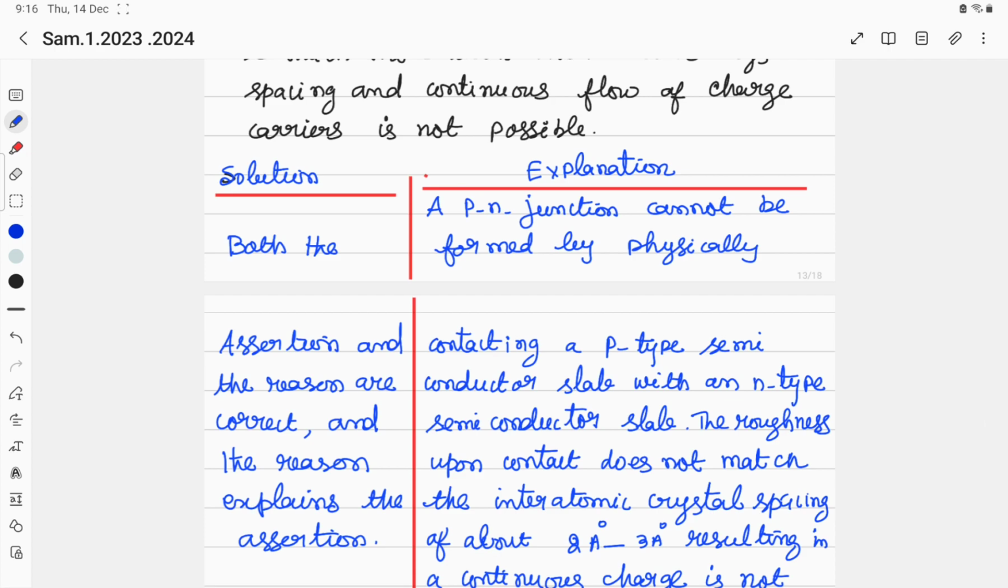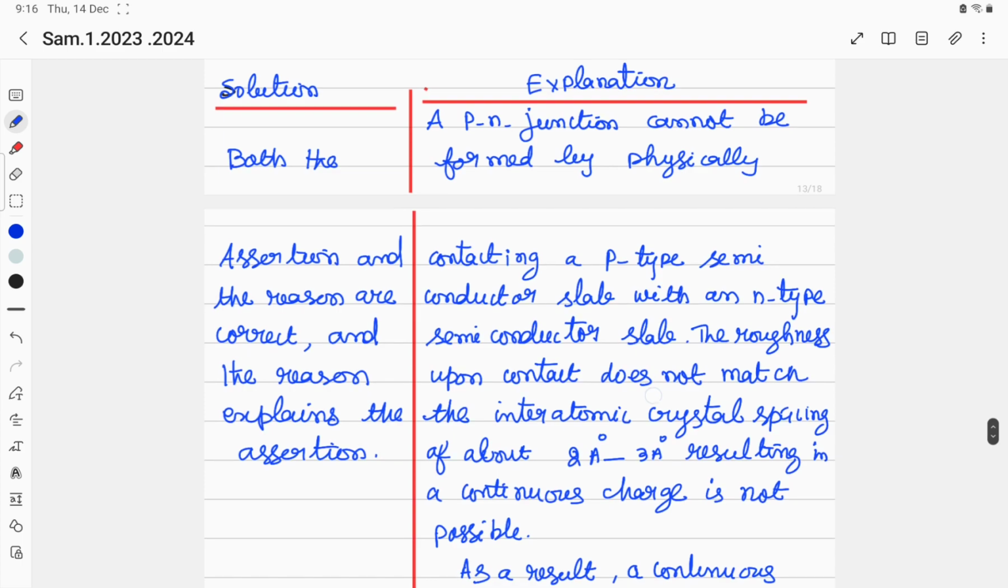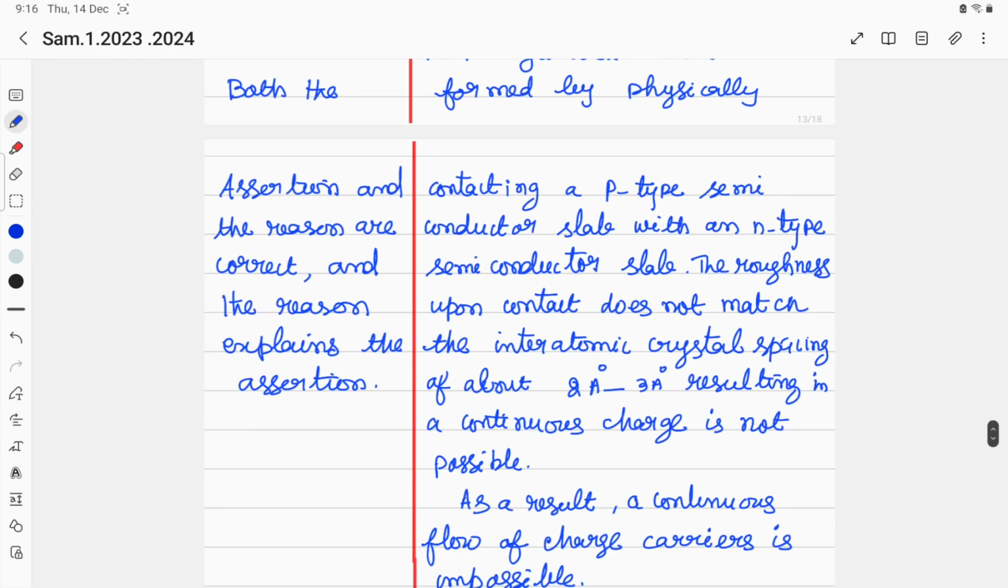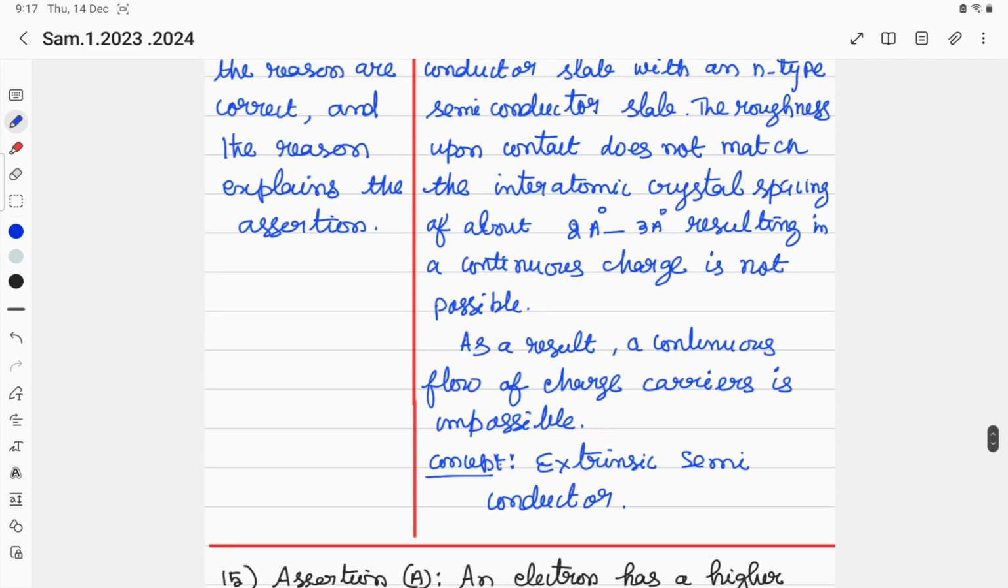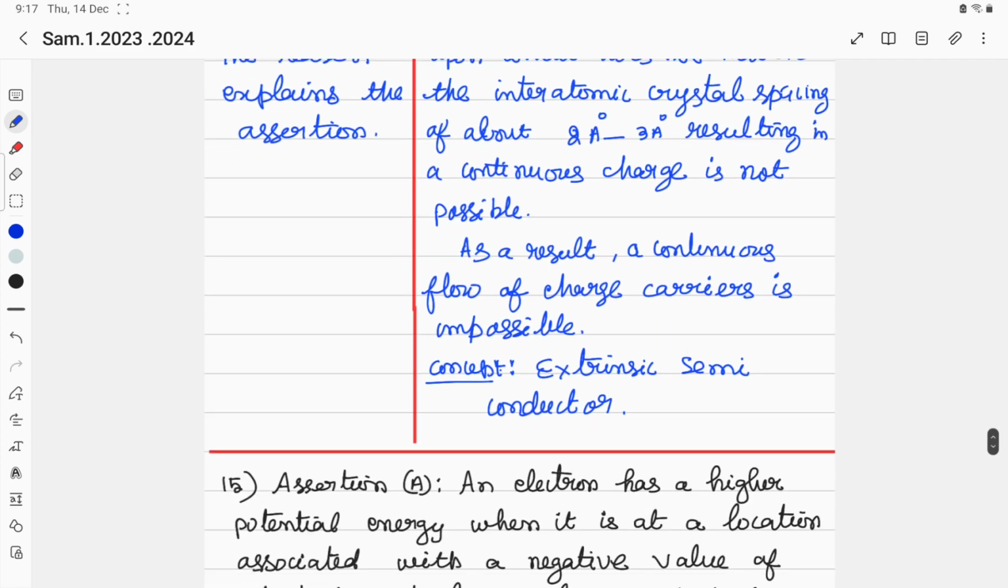Explanation. A p-n junction cannot be formed by physically contacting a p-type semiconductor slab with an n-type semiconductor slab. The roughness upon contact does not match the interatomic crystal spacing of about 2 to 3 angstrom, so a continuous flow of charge carriers is impossible. Concept: extrinsic semiconductor.